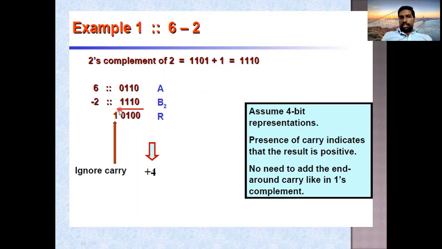When you add this, you will get a carry. So as per the process followed in R's complement method, when you get a carry, you should ignore or discard the carry. So the carry should be ignored. Delete that one here. Except that one, what are the remaining bits? 0, 1, 1, 0. 0, 1, 1, 0 means the answer is 4.